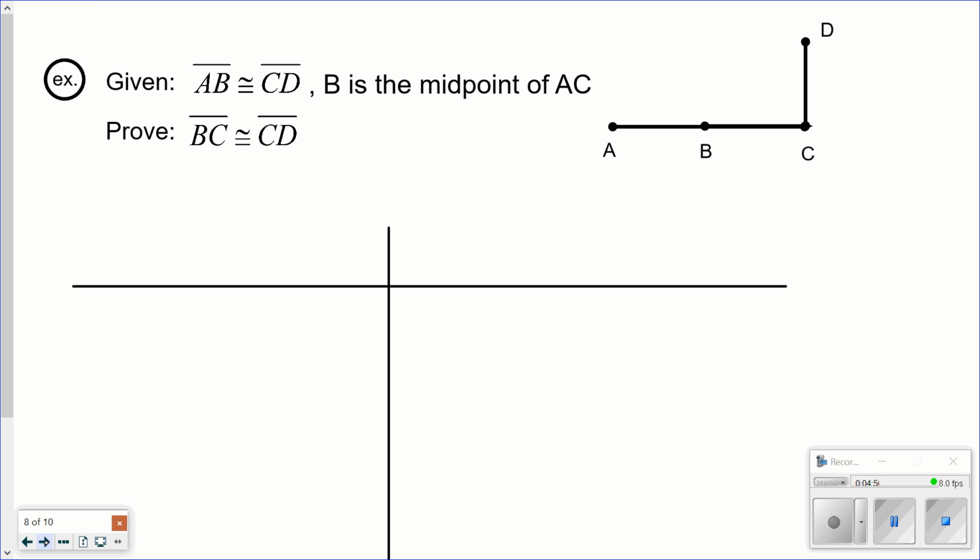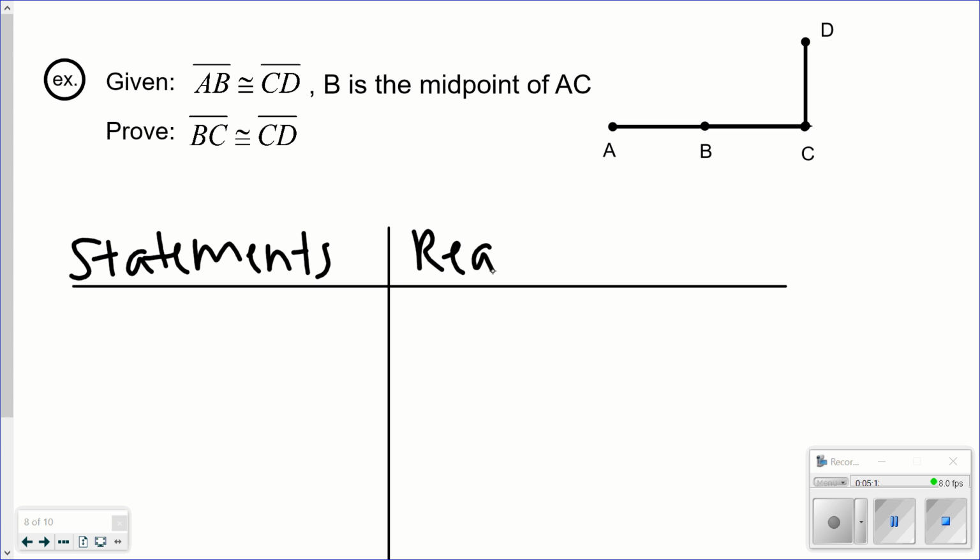Here's our next proof. Segment AB is congruent to segment CD, and B is the midpoint of AC. I want to prove that BC is congruent to segment CD. All right, so I need to write my statements and my reasons.